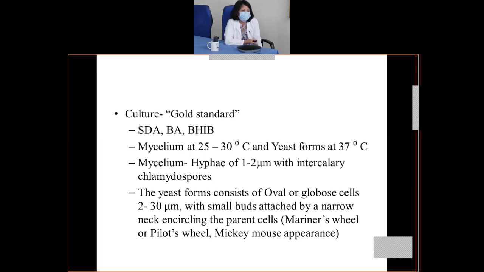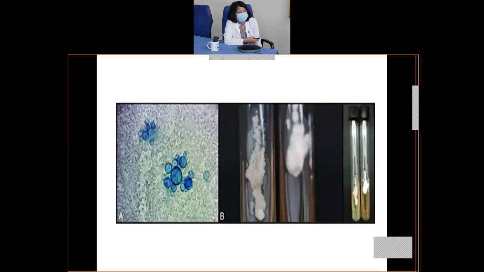So the range of the yeast cells, I've already told you, it may be as small as 2 or even as large as 40 micrometer with small buds. So there may be small buds attached to the main yeast cells. They are attached by a narrow neck, and different types of arrangement of these yeast cells are usually seen. So they may have a mariner's wheel or pilot's wheel appearance, and even a Mickey Mouse appearance. So you can see here there's a large yeast cell, that is a parent yeast cell, and there are smaller yeast cells which are attached to the parent yeast cell.